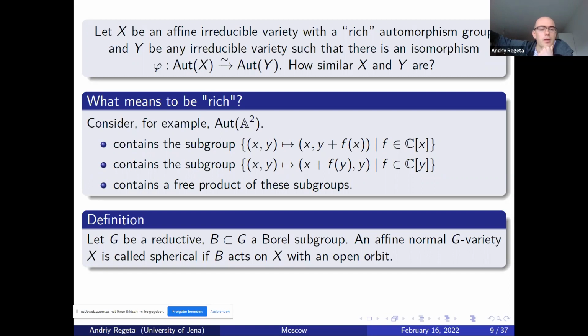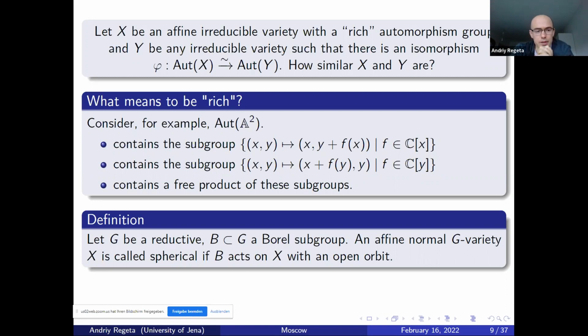Because the automorphism group of a spherical variety, of any affine spherical variety, is rich, except one case, except if this variety is an algebraic torus. So algebraic torus is actually a unique affine spherical variety which does not admit a GA action.